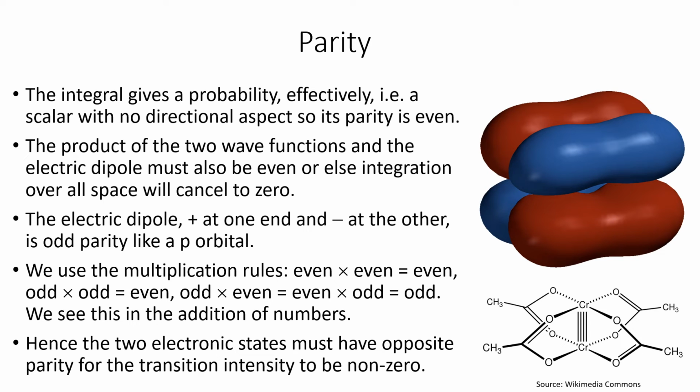So those two opposite parities, they'll combine to make an odd parity. And then the odd would multiply by the odd of the electric dipole vector, and then the final result is even. And that's what we require to see a non-zero result for our integral, for our transition probability.